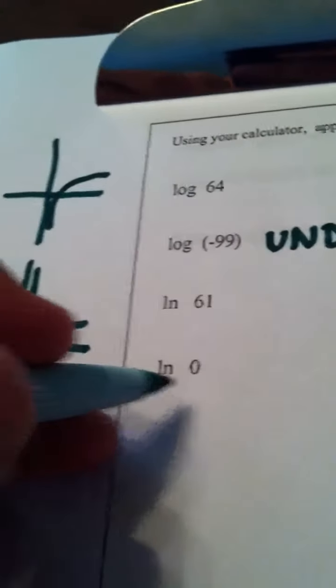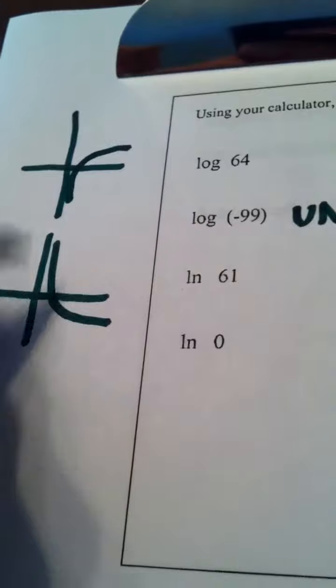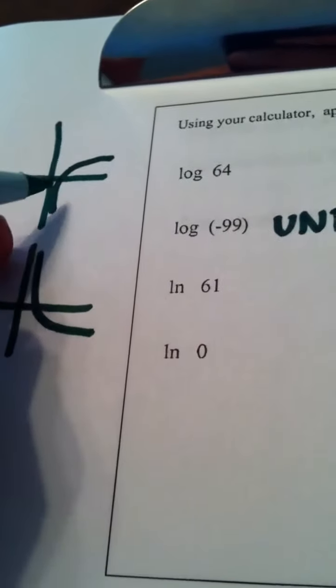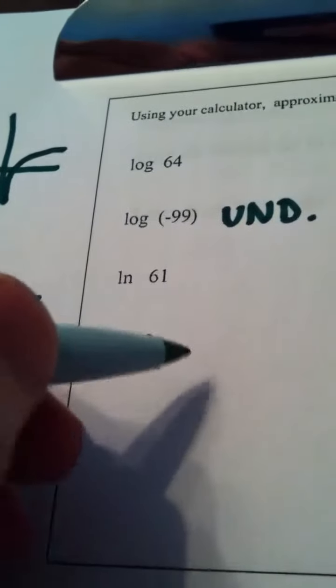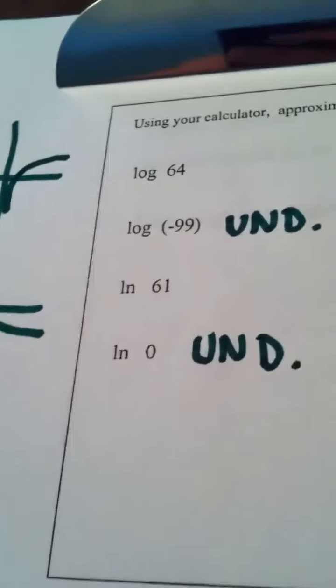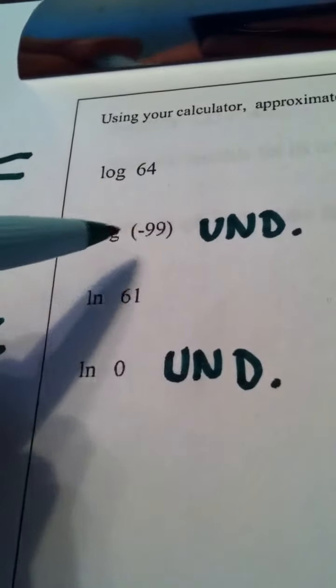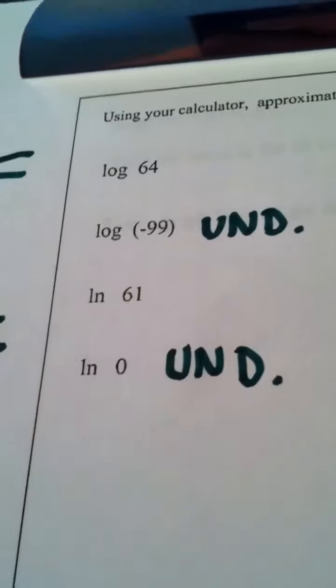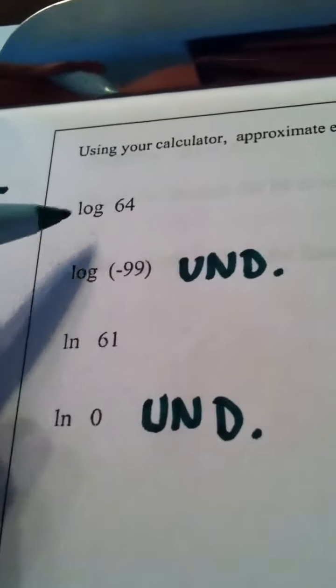And also, remember, when you looked at these two graphs, you're allowed to put in real numbers that are greater than 0, not equal to 0. Also undefined. So we won't even waste our time trying to find the log of negative 99 or the natural log of 0. It's not going to work. So all we have is two problems.